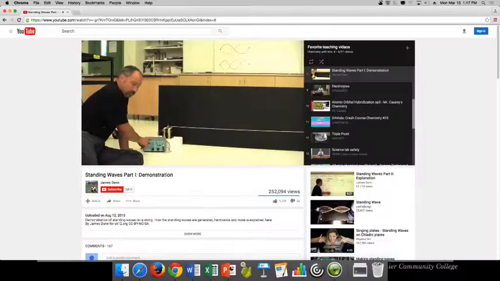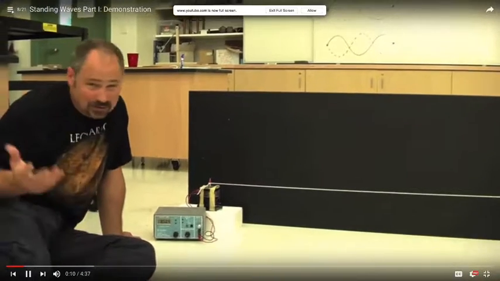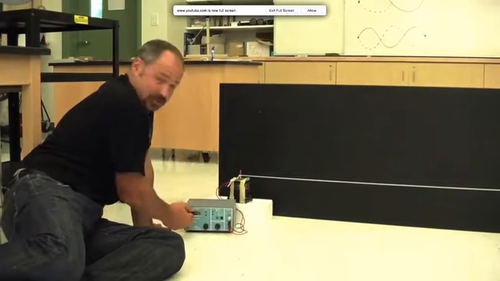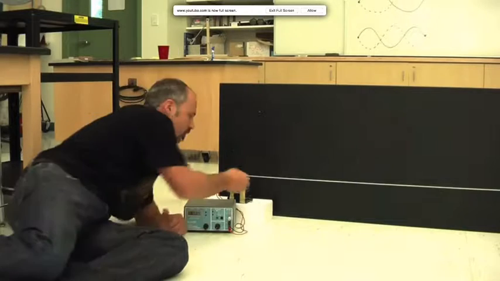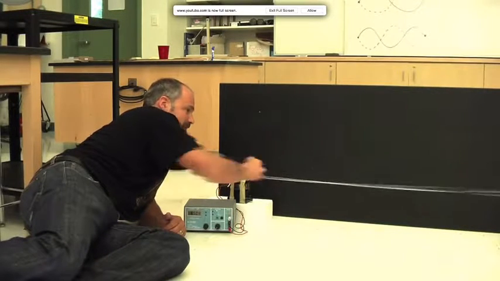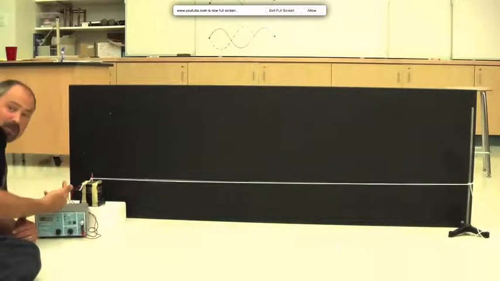What we have here is a frequency generator. It's connected to what's called a wave driver. It's just a speaker. It's going to pump up and down at whatever frequency I set this to. When it pumps up and down, it sends a wave down to this end, the wave reflects, and comes back.